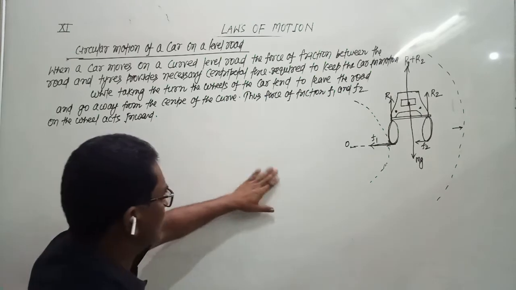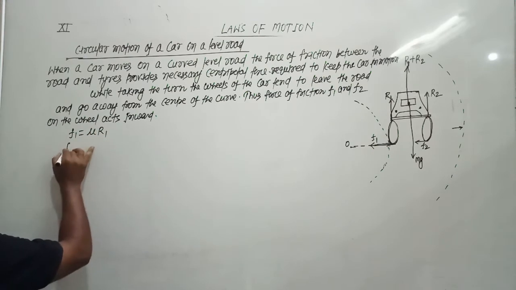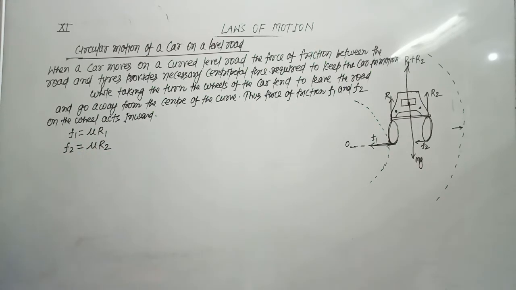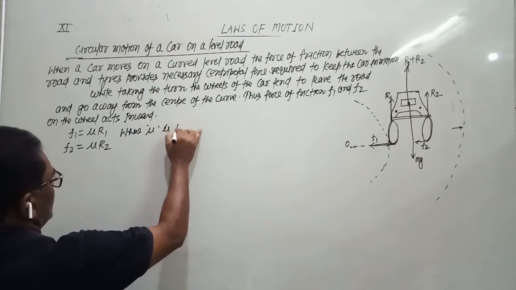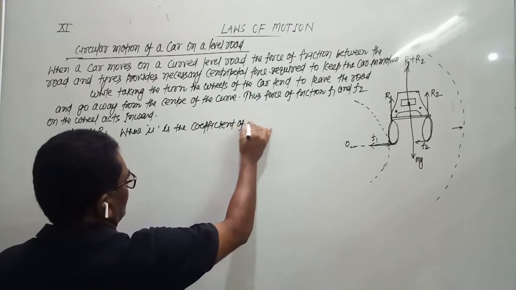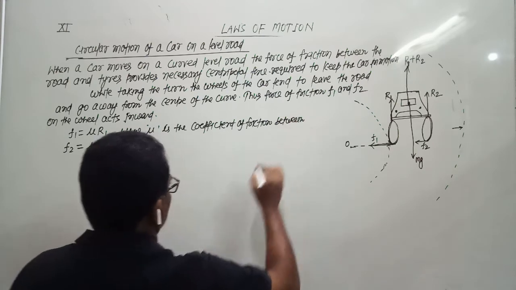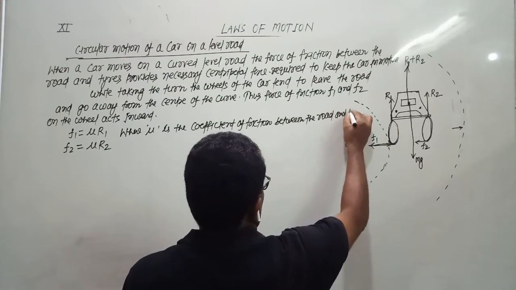So the forces of friction acting on the wheels are F1 equals mu into R1 and F2 equals mu into R2, because we know that the force of friction F equals mu into R, where mu is the coefficient of friction between the road and tires.